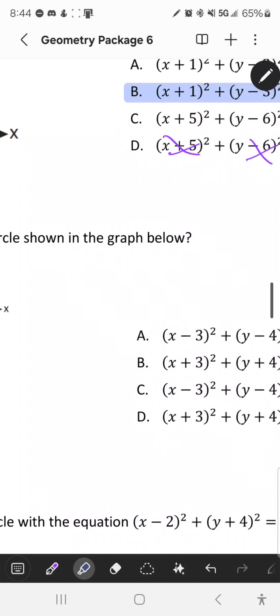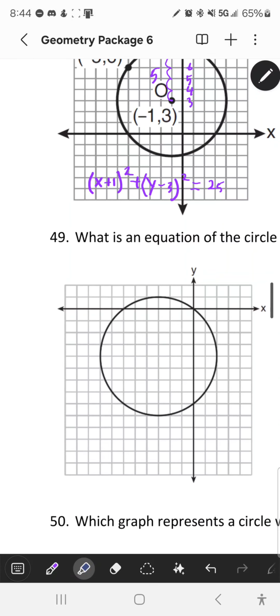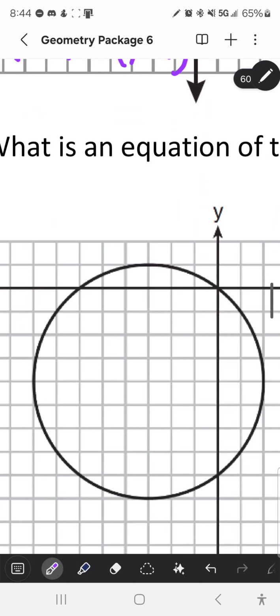Now, what is the equation for the circle shown below? So I'm just going to suppose, I'm just going to draw this, and I'm just drawing diameters, from one point of the circle to the other, a vertical diameter and a horizontal diameter.